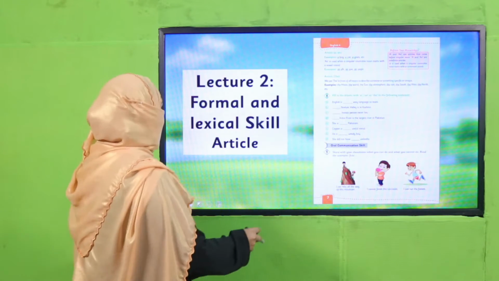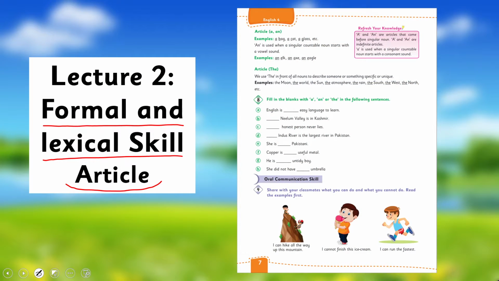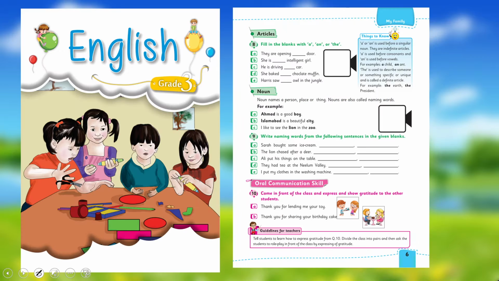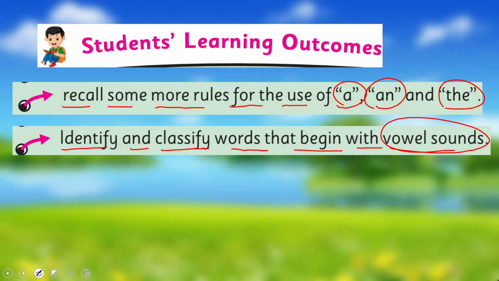Yes, my dear children, under the title of Formal and Lexical Skill, we are going to learn about articles. Before this, in English for grade 3, I have already taught you about articles. I hope you remember. If not, you may watch this video lecture again. And we are going to learn further to recall some more rules for use of a, an, and the. Identify and classify words that begin with vowel sound. These are our today's SLOs.